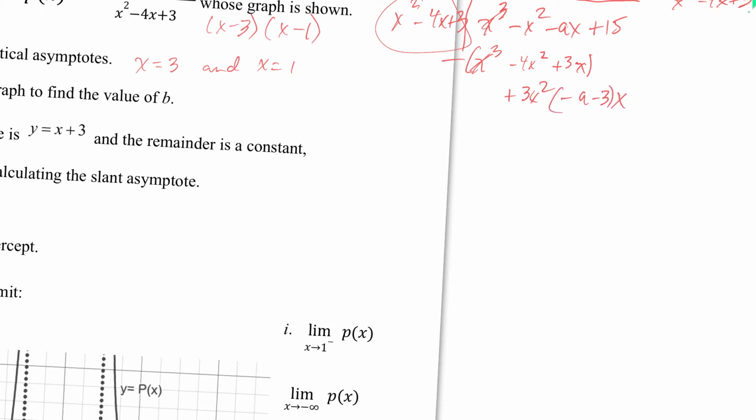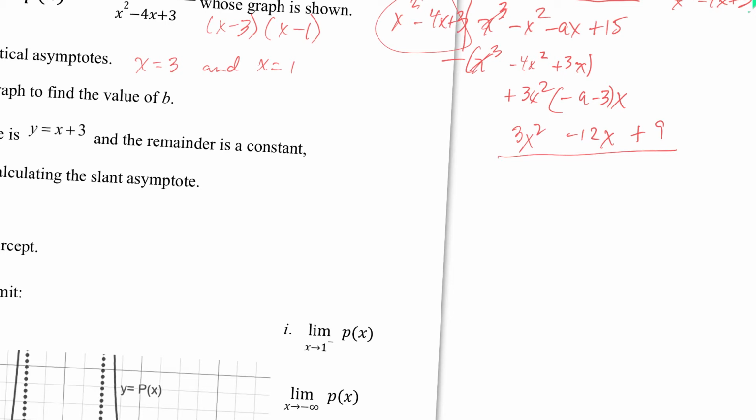Okay? Now, I'm going to go ahead and multiply the 3 times x squared. I'm going to get 3x squared. 3 times minus 4x is going to be negative 12x. Okay, and then 3 times 3 is 9, so I'm going to get 9 here.